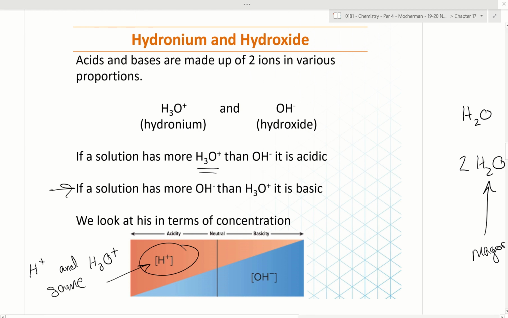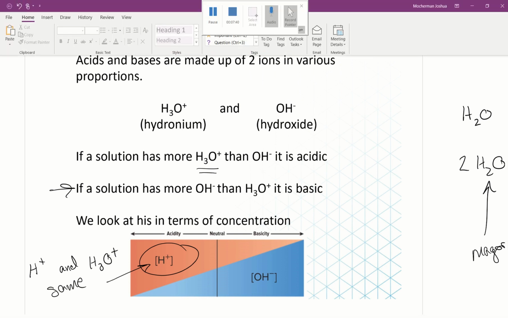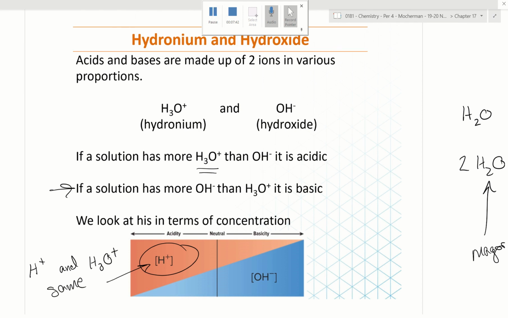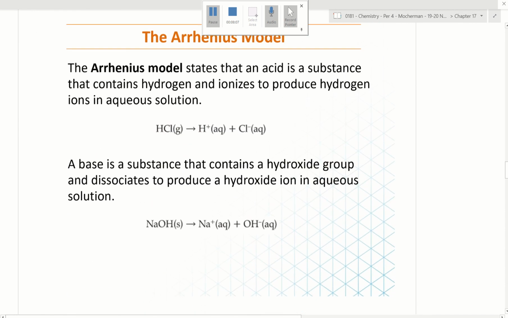If a solution has more hydroxide than hydronium, then that is going to be considered basic. So over here we have hydroxide. It has more hydroxide than hydronium, so we're going to say that it's basic. So really, acidic and basic solutions are just about how much hydronium and how much hydroxide something has. If it has the same amount, right in the middle, it's neutral. If it's got more hydronium, then it's acidic. If it has more hydroxide, it's basic.